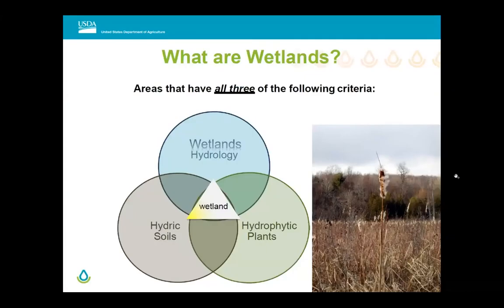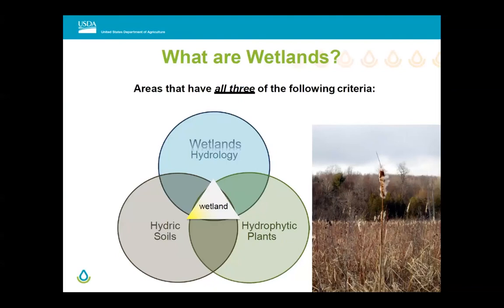So, the first question really is, what are wetlands? If somebody hasn't had lots of experience with them, they might have a visual idea of what wetlands are. From a parameter standpoint, we've got three main parameters that we evaluate and consider when we're seeing if something is a wetland or not: wetlands hydrology, hydric soils, and hydrophytic plants.